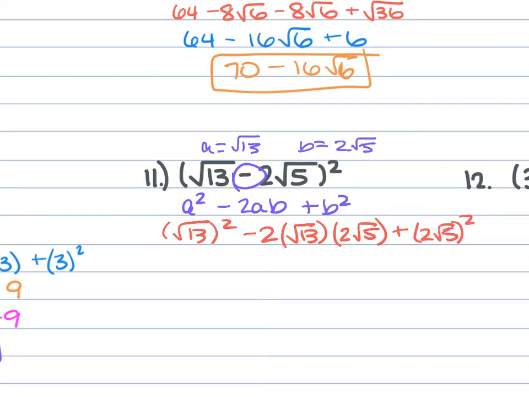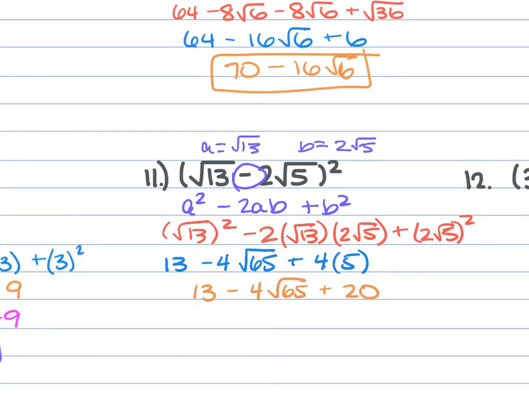So this now is going to give us 13 minus 4 square root 65 plus 4 square root 25, which is 4 times 5. So from here, we're going to have 13 minus 4 square root 65 plus 20. So this is giving us a final answer of 23 minus 4 square root 65.